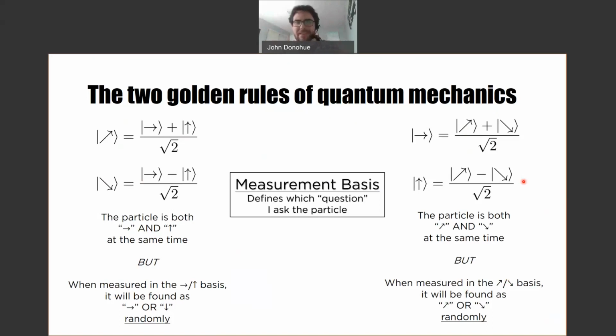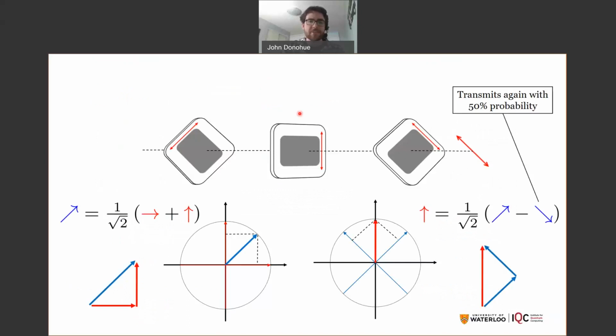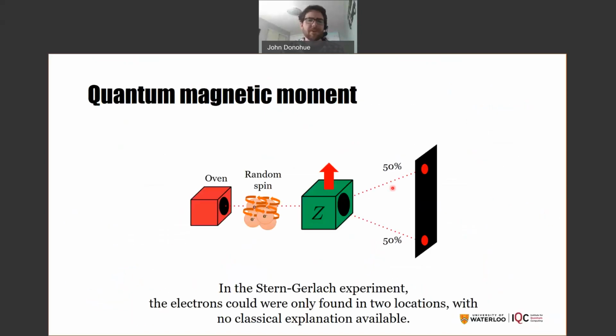I'm using the word basis a lot here, which is a term that we borrow from linear algebra, and it's an important one. It defines which question I ask the particle. And we see right here, based on how we play with these polarizers, there are incompatible types of questions, incompatible bases. I can learn whether the photon is horizontal or vertical, but learning that disturbs the information about whether it was diagonal or antidiagonal. As we saw when we inserted this extra measurement here, it disturbed the overall system because it was in a different basis.